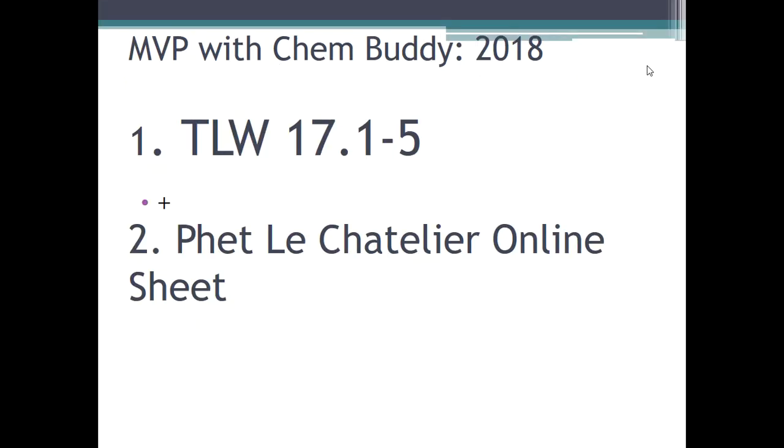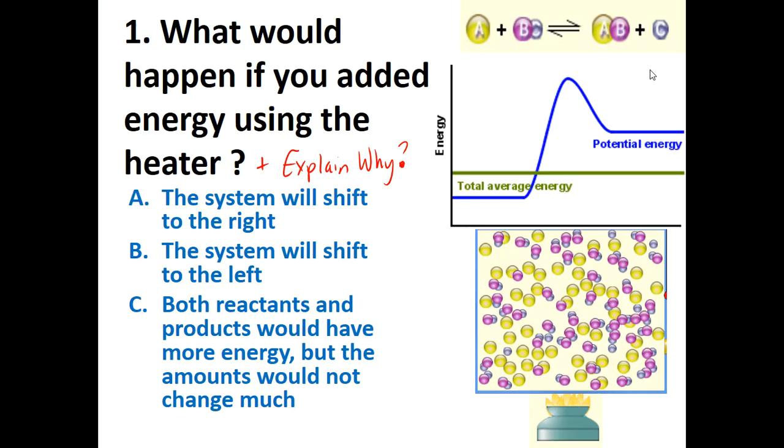Now, let's see. Normally, we go after TLW 17.15 because it's got some good stuff, and Le Chat online where you played around with things like concentration and heat and all that stuff. Let's see if you have actually grasped that stuff.